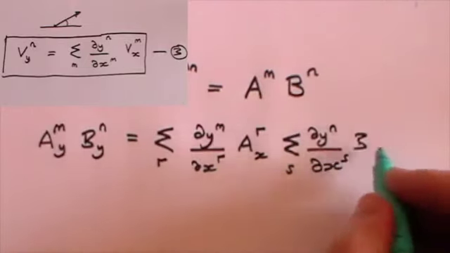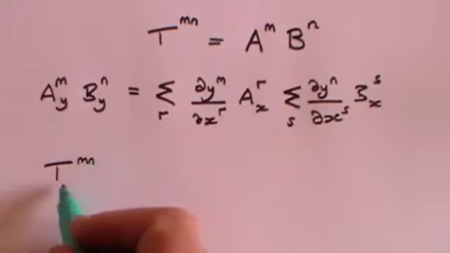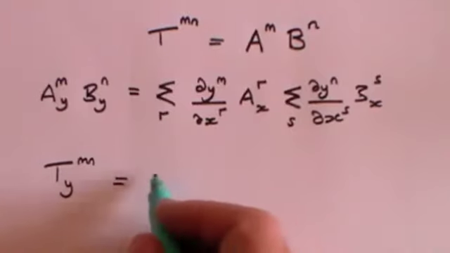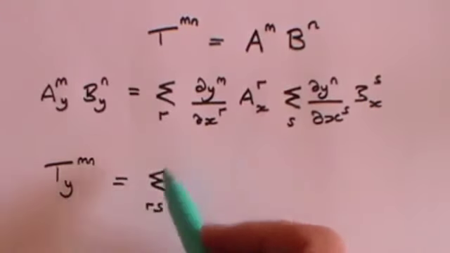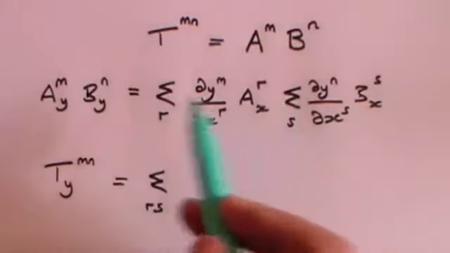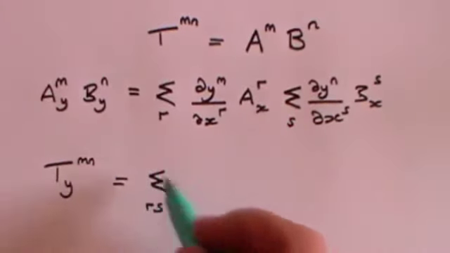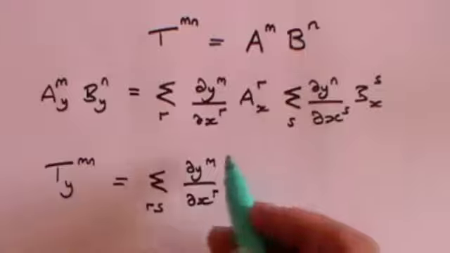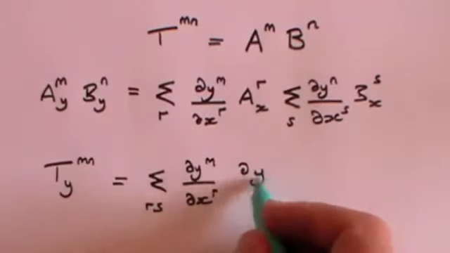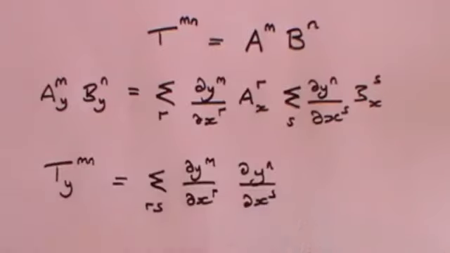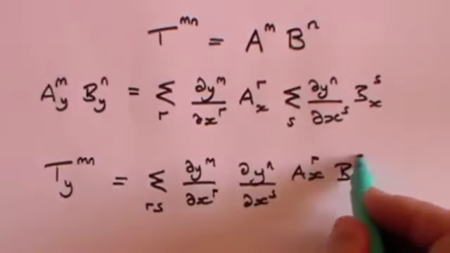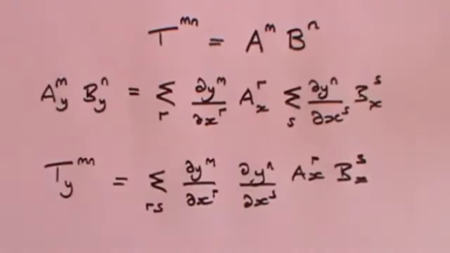Firstly, AmBn, well, that's just the tensor Tmn in the y frame of reference, because that's what we selected here. And that is going to be equal to the sum over r and s. That's not quite the right way to do it, but essentially you've got two sum terms here, which I'm just going to simplify here, multiplied by dym by dxr, and then you've got a dyn by dxs, times Axr Bxs. That's that term and that term.